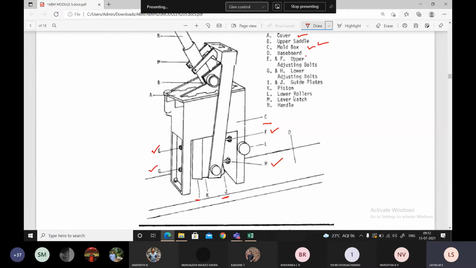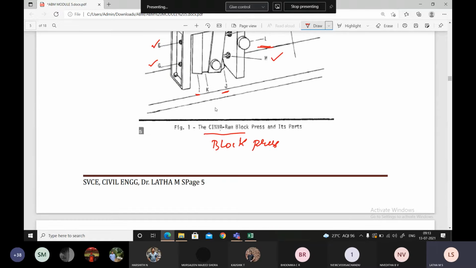Then you can find the lower rollers. L is a roller, and M is a lever latch. You can see where M is exactly. M is a lever latch, and N is the handle. So you find a number of parts like this, which are used for the production of blocks using the Sinvaram.